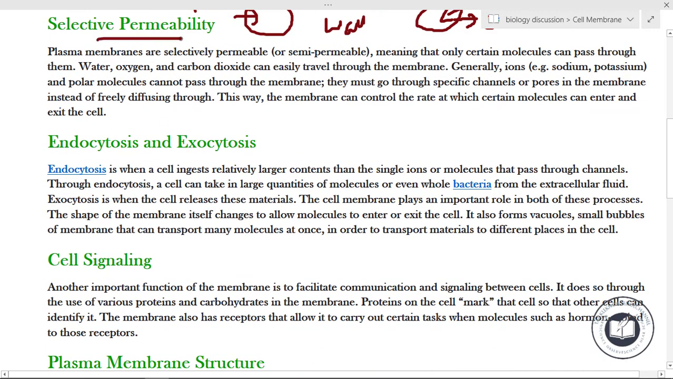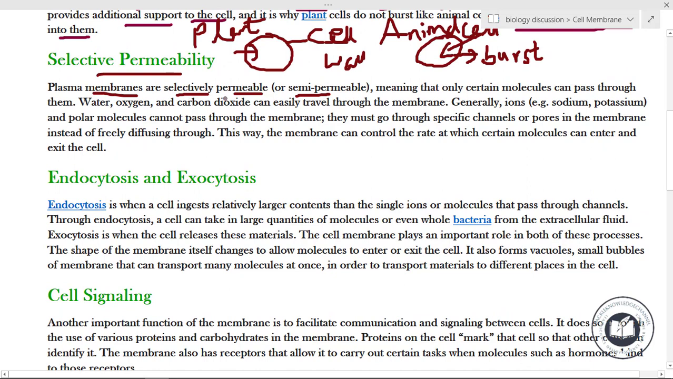Now let's see about selective permeability. Plasma membranes are selectively permeable or semi-permeable. Selectively means only certain types of molecules are allowed. Semi-permeable means the same thing. They are going to allow only certain molecules to pass through the membrane.